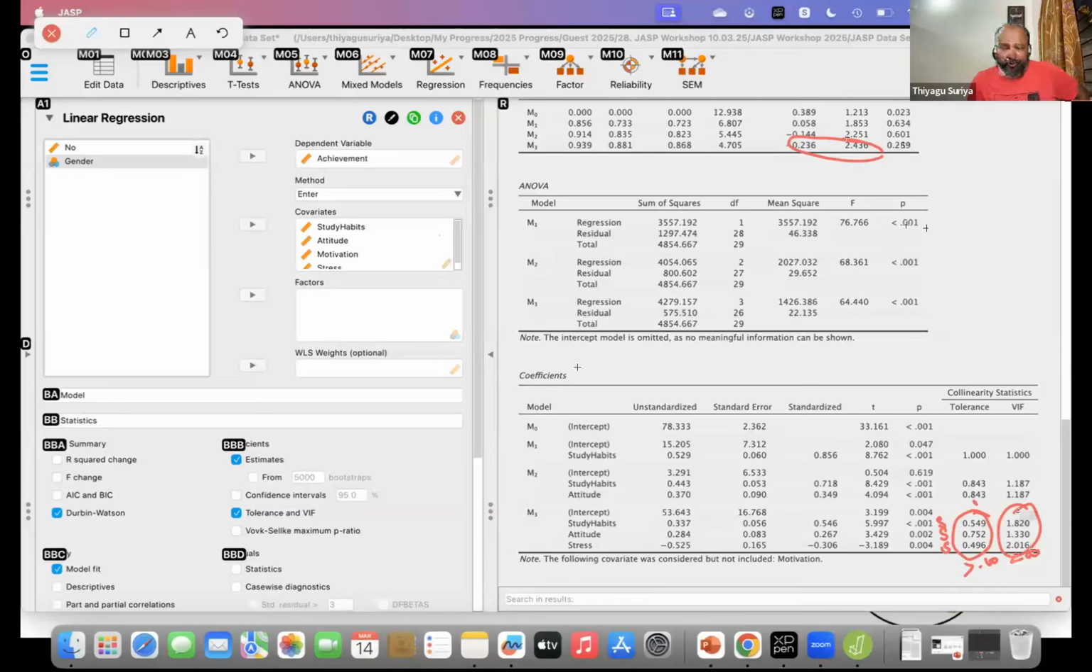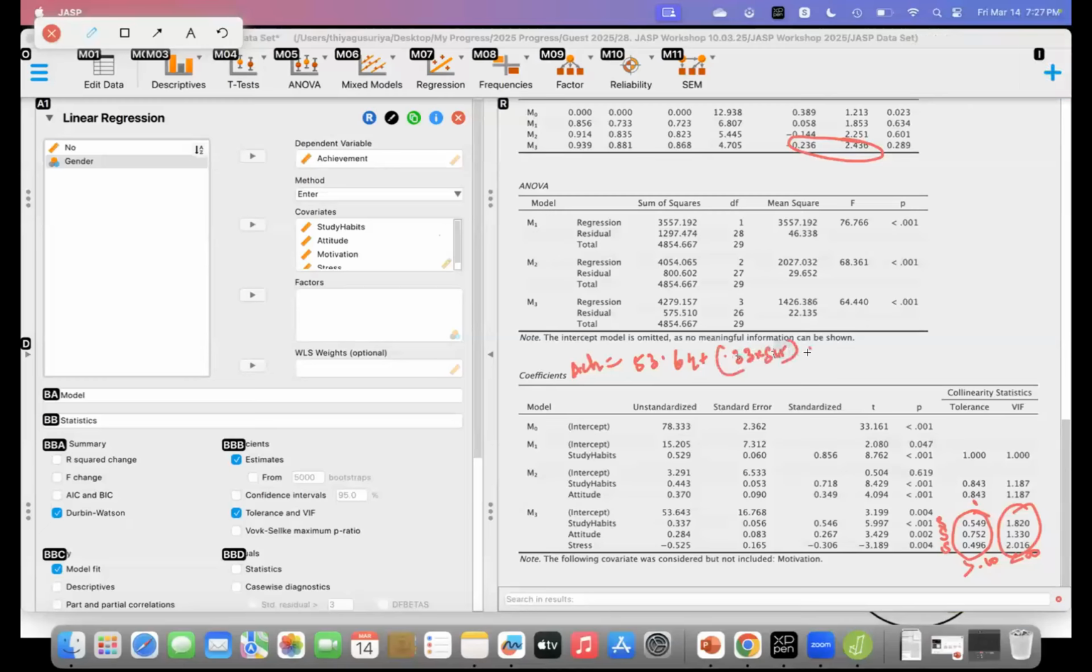What is my regression equation? Achievement is equal to anyone? 53 point 64, two digits you can write, plus 0.33 into study habits, plus 0.28 into attitude, very good, minus 0.52 plus, yeah.